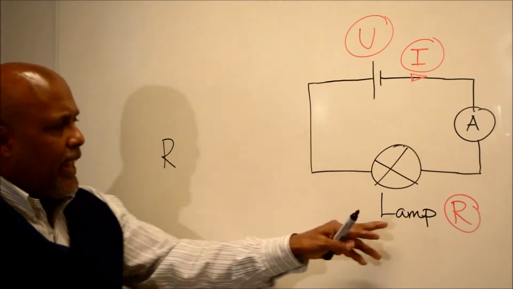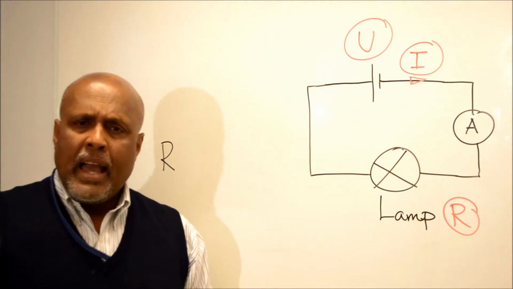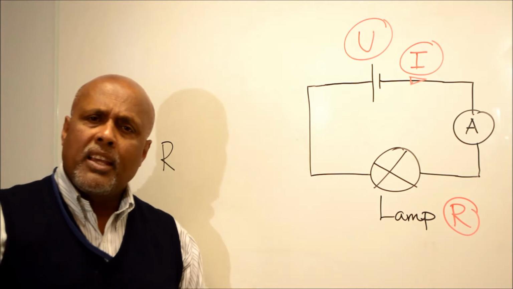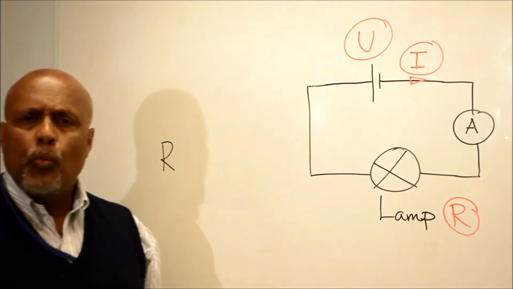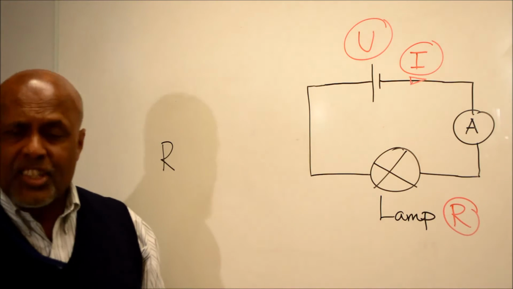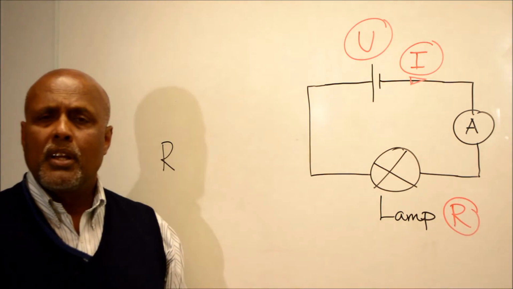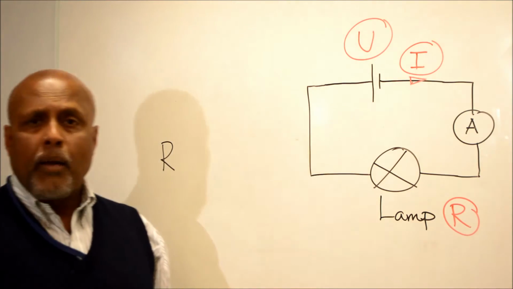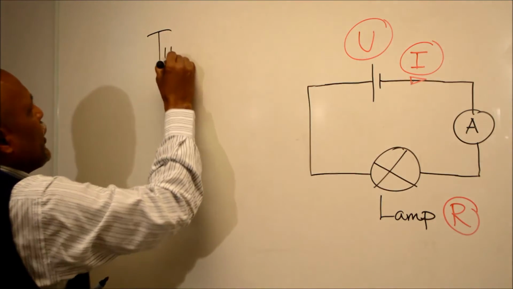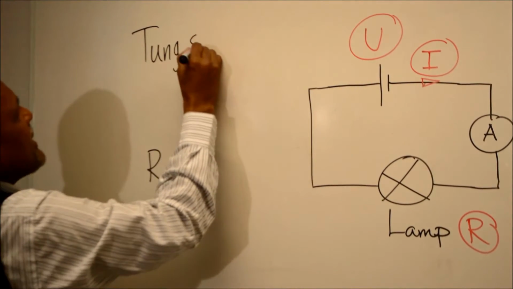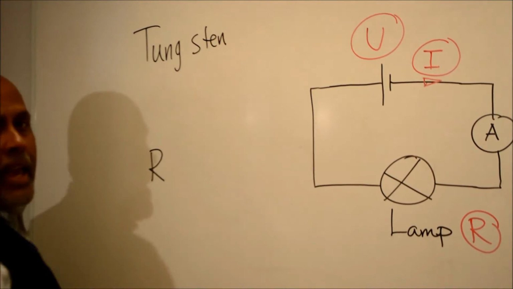And the lamp has a tiny, thin wire made of tungsten, also called wolfram. Tungsten comes from the Swedish word tungsten, which means heavy stone.